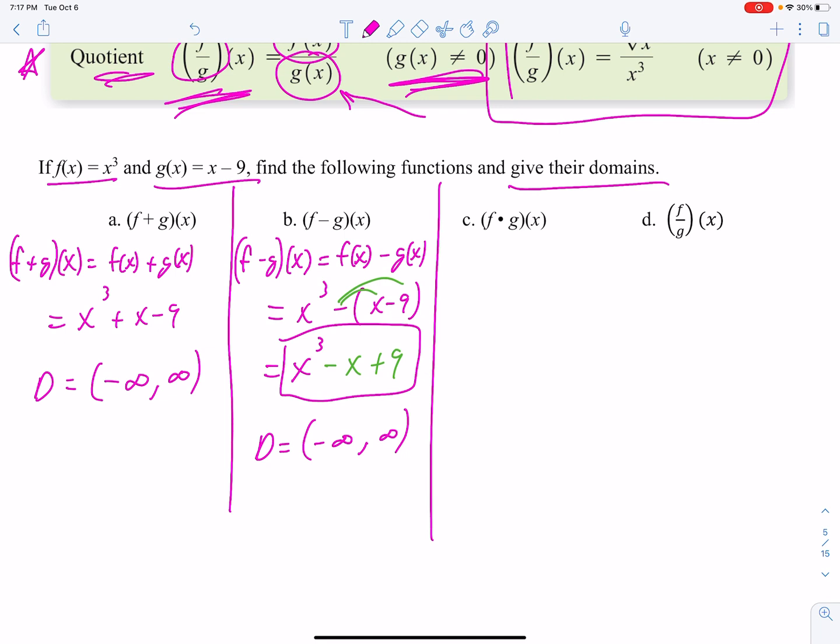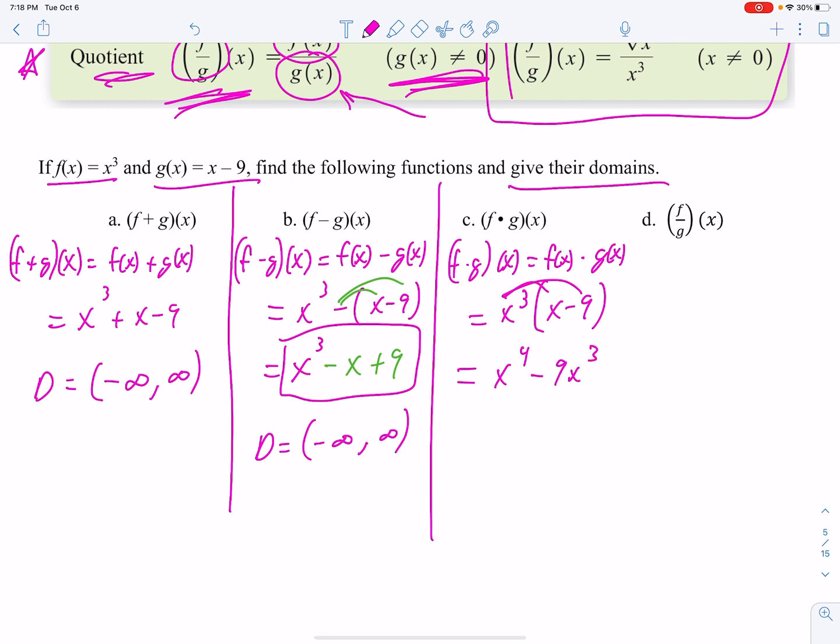All right, next one here, this is f times g of x, which means take f of x and multiply by g of x. So that means we're going to take x cubed, and again, we have to use parentheses, times x minus 9. So again, we distribute, we share the x cubed by multiplication. So be careful. x cubed times x is x to the 4th minus 9x cubed. Again, this is still a polynomial. So the domain is still negative infinity to infinity.